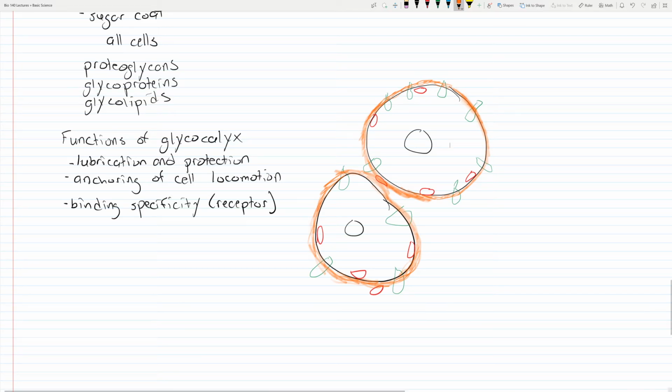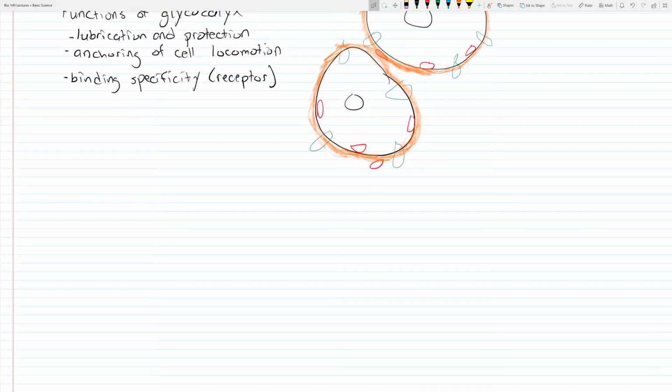All right, so now we're going to talk about some projections of the plasma membrane. So plasma membranes are not flat. They're not these little flat things. It would be awesome if they were, but that's really not how it works. Projections. The way to think about projections is just things that stick off. And you have two that I really want you to remember.